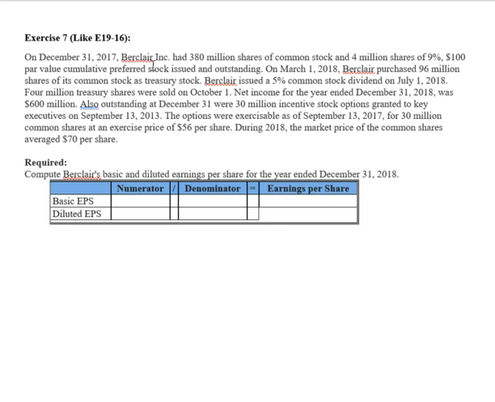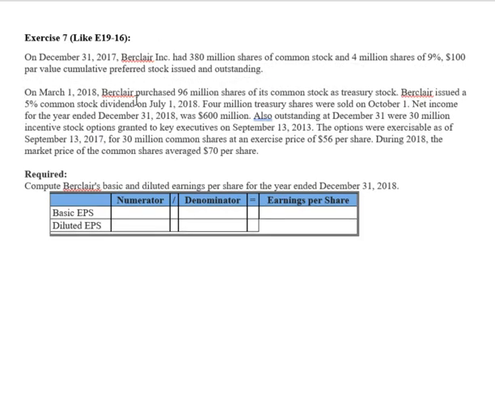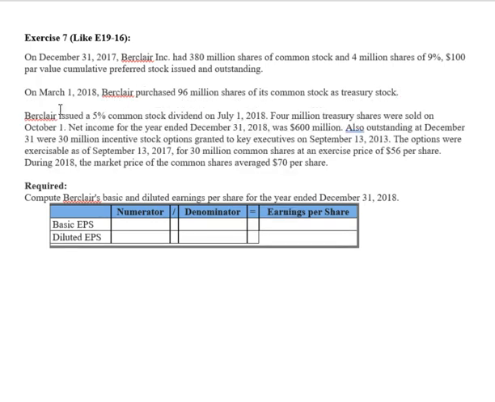So on December 31st, Bear Clay Inc. had 380 million shares of common stock. So that's where we start. And 4 million shares of preferred stock issued and outstanding. So we know at the beginning we have those 380 million outstanding shares. All right, let's dissect this a little bit. On March 1st, Bear Clay purchased 96 million shares of common stock as treasury. Remember, when we buy those treasury shares, that reduces our outstanding shares.